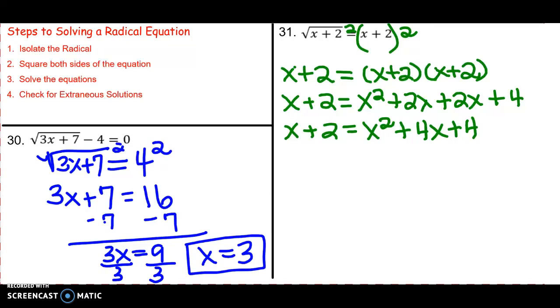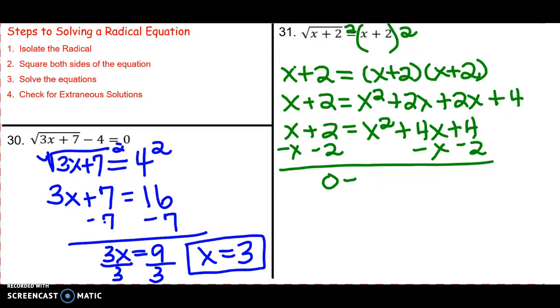So now we look at this equation and we can see that it's a quadratic equation because we have x squared. So we know we need to get this equation equal to 0. So in order to get that equal to 0, we need to move this x to the other side. And we need to move the 2 to the other side as well. And that's going to give us now 0 on the left side of the equation. And on the right side, I'm going to have x squared plus 3x plus 2.